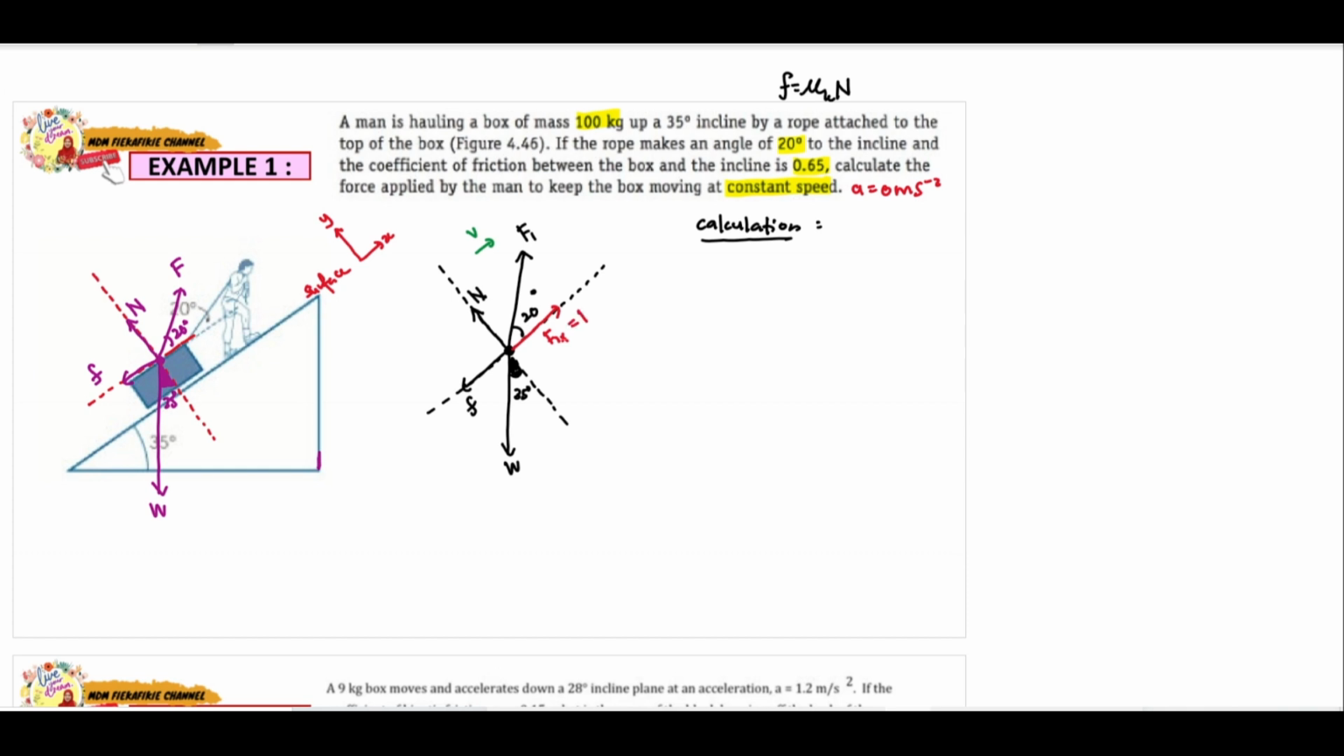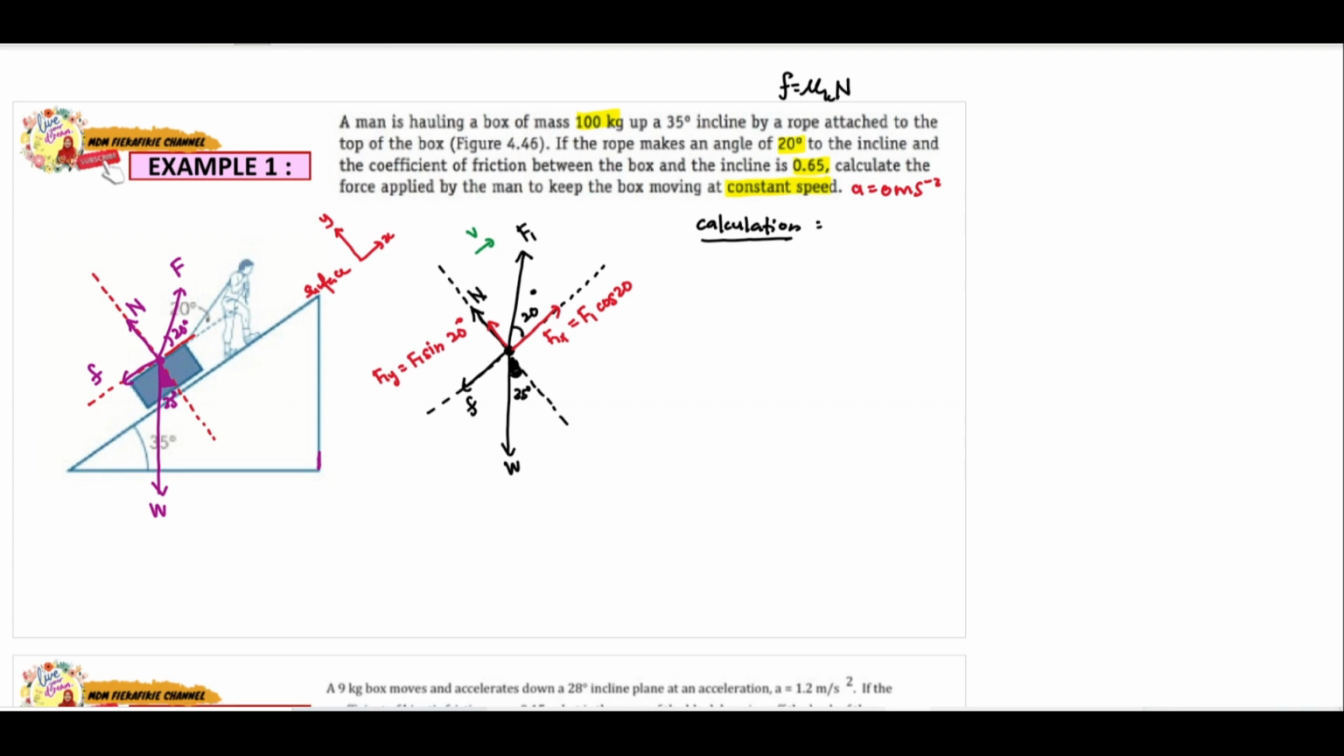Which is equal to F1 cos 20 degree. And saya akan resolve kepada F1y, which is F1y equal to F1 sin 20 degree. Okay. And how about W? W pun kena resolve sebab dia ada angle.